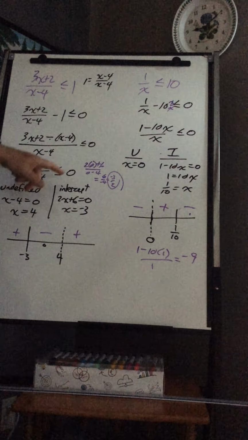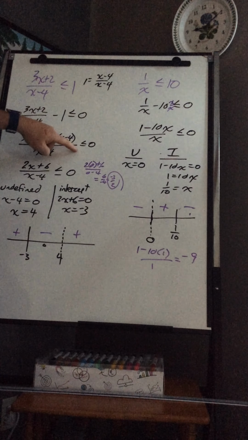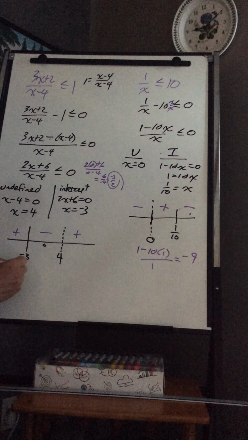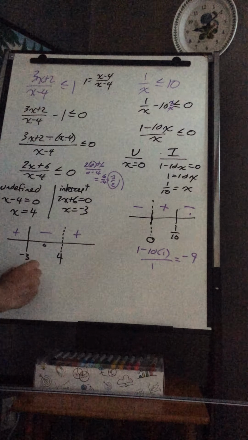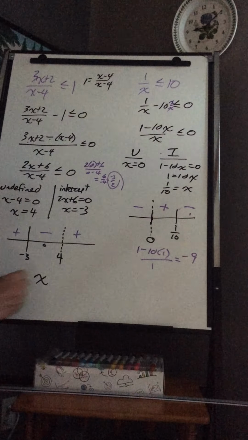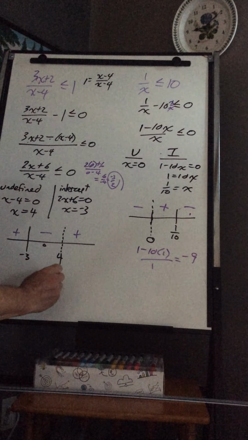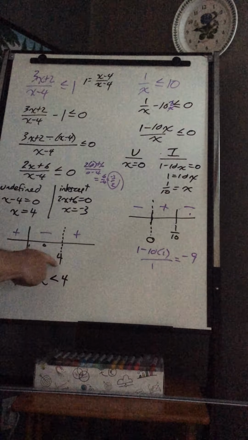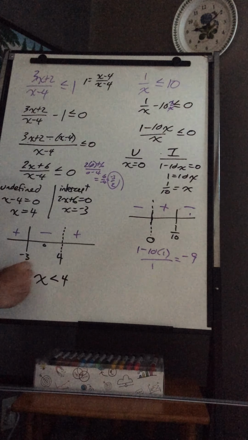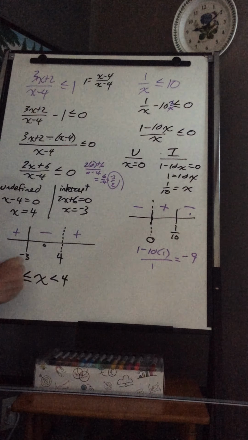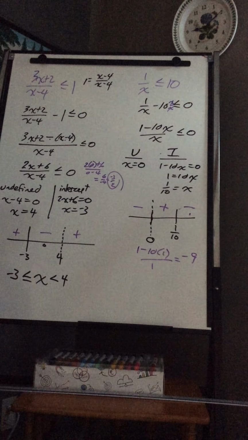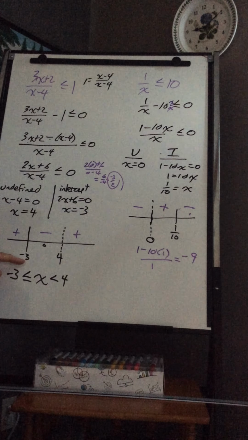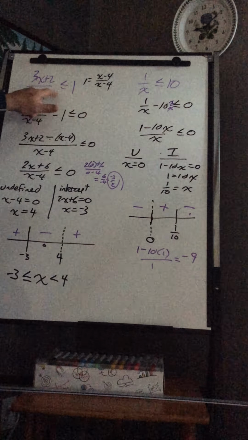Well, we want to know when it's less than or equal to 0. So I end up with x less than 4. Can't be equal to because this is undefined at 4. Greater than or equal to negative 3. So in this range between negative 3 and 4, including negative 3, we'll make this a true statement.